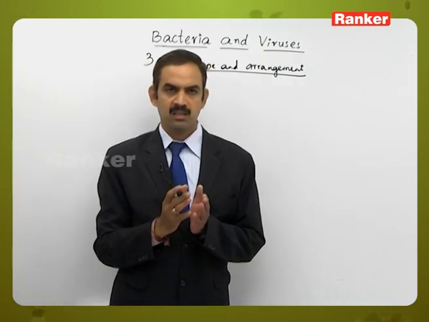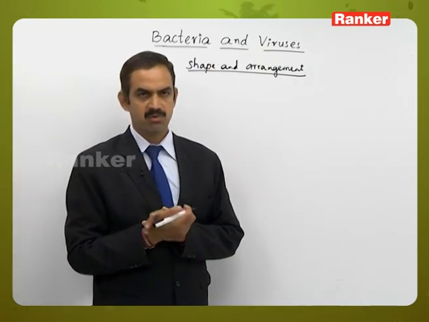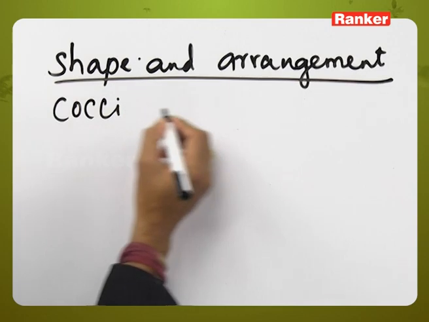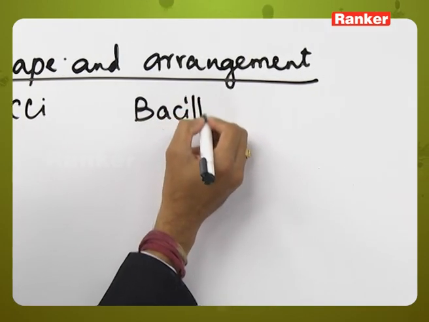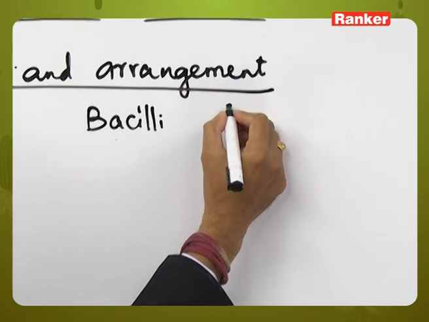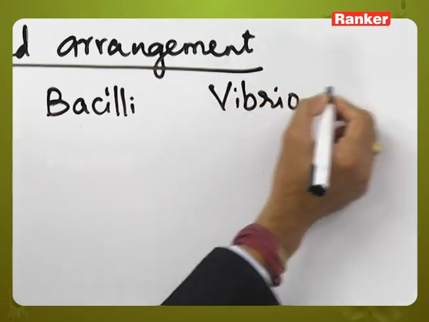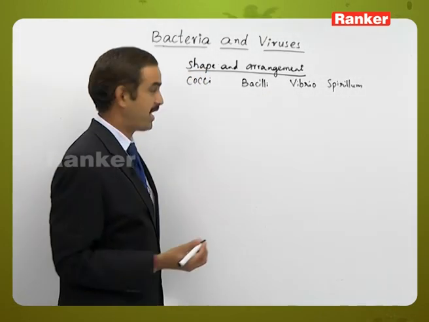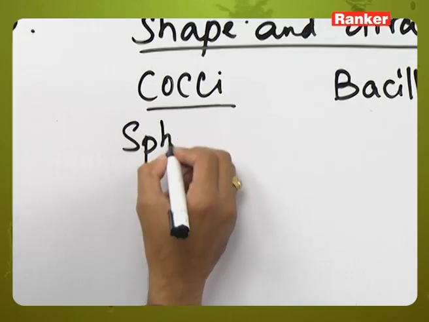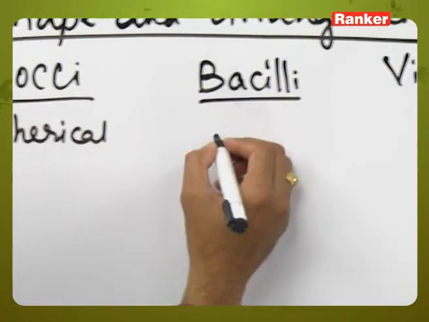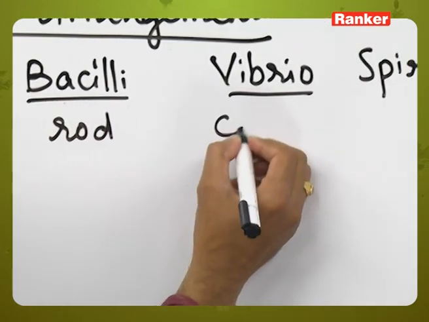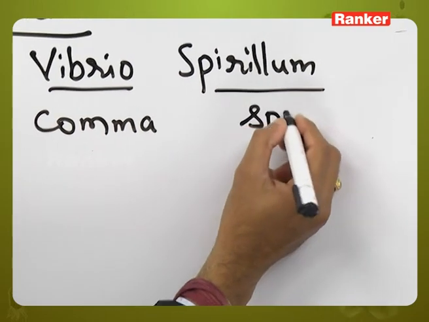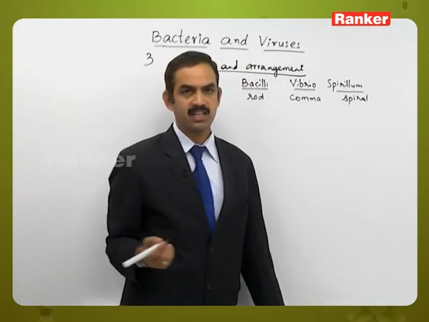Depending upon the shapes and the arrangement pattern, there are basically some types, like cocci, bacilli, vibrio, spirillum, which we can see in the bacteria. Cocci are the spherical bacteria, whereas bacilli are the rod shaped bacteria, vibrio are the comma shaped bacteria, and spirillum are the spiral form, which are coiled like a spring-like structure.